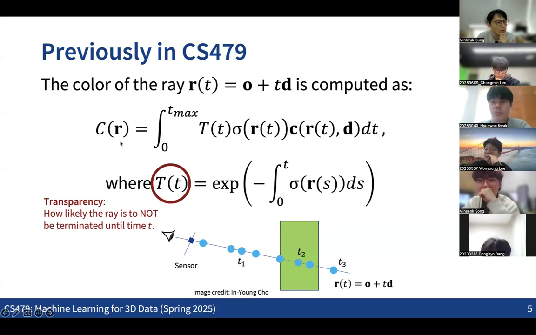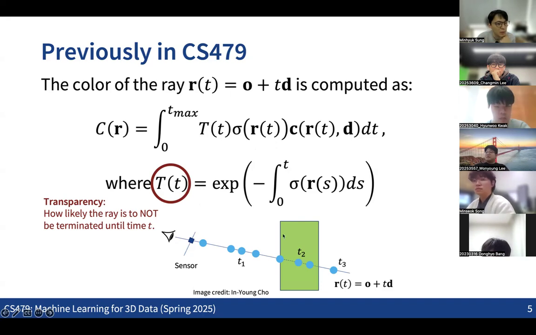So you can see that now the color is defined as the expected value along the ray, while calculating the probability in this way. And we have seen that the transparency has this exponential form, basically taking the integral of the opacity along the ray. So from this formulation, we are going to see how this formula has been derived.